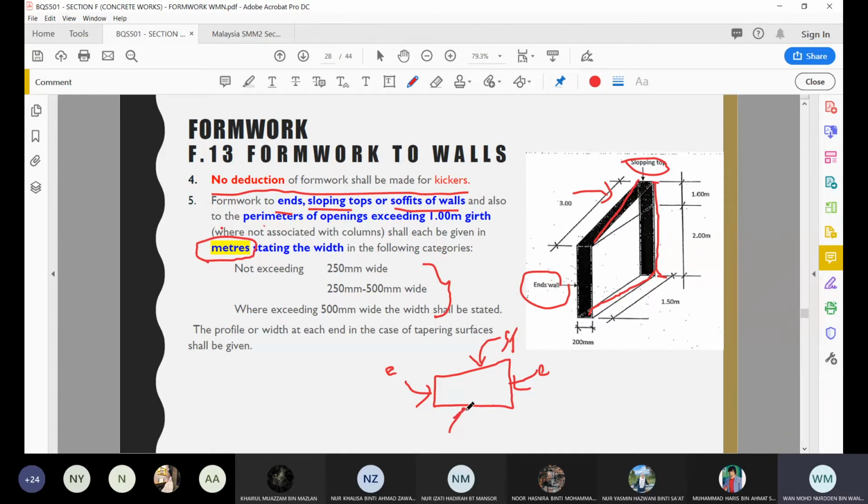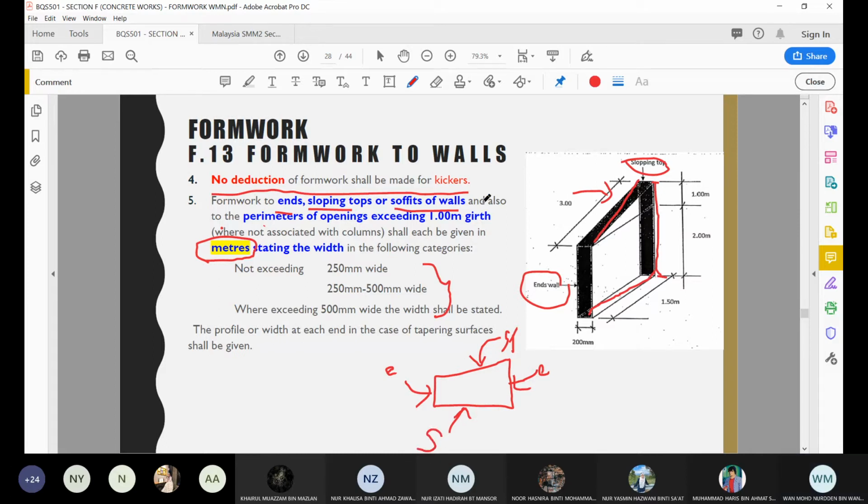Okay, katakanlah ada juga soffit of wall di kawasan bawah ni kan. Soffit of wall. But normally wall ni dia akan lie on slab ataupun beam and so on lah. Tapi in case of the design require formwork to be supported di bawah wall tu, maksudnya wall tu tak ada support dengan apa-apa di atas dan di bawah dia. So kita perlukan buat untuk soffit juga.